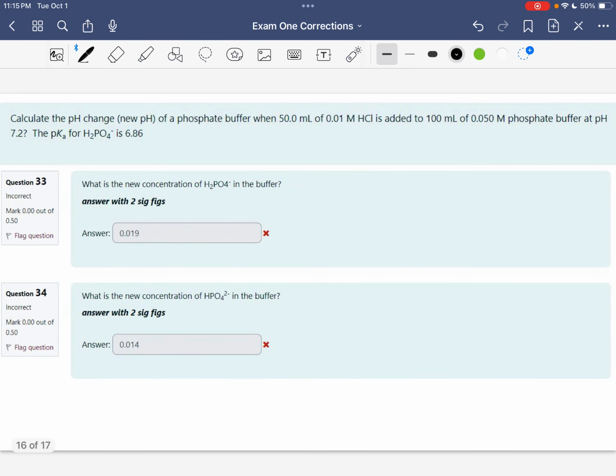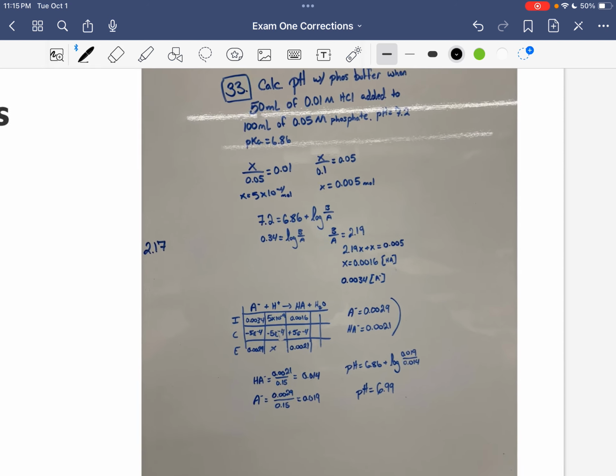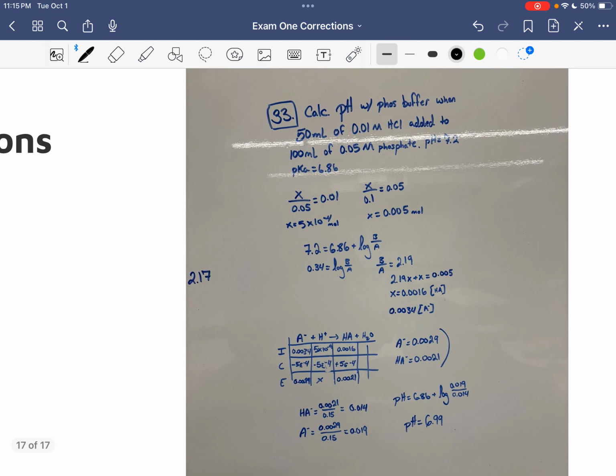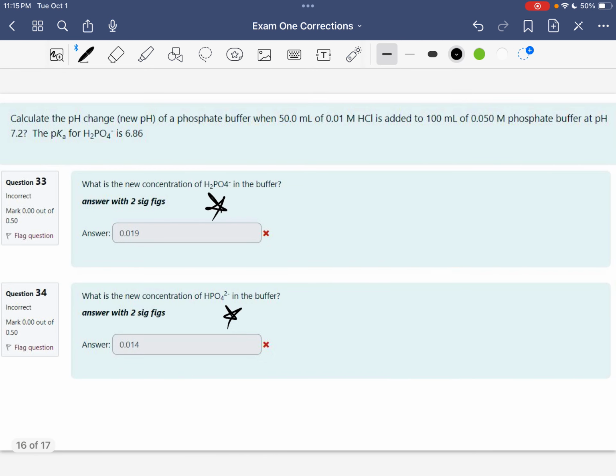And then our final ones, these two, honestly, I did all the work and I just flipped them around. Here you can see where I did all the work again, and I just had the acid and the base flipped around when I was typing it in.